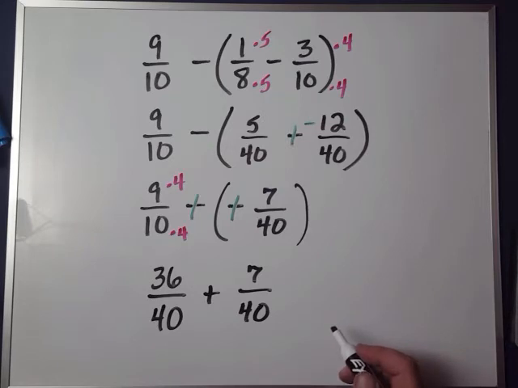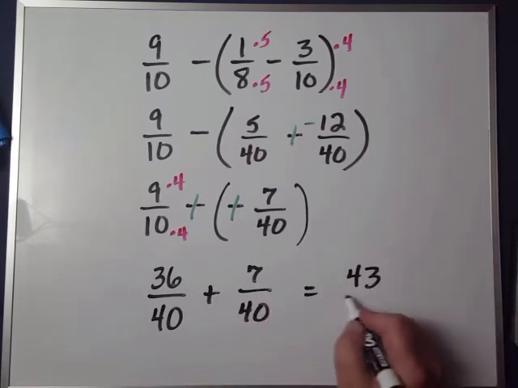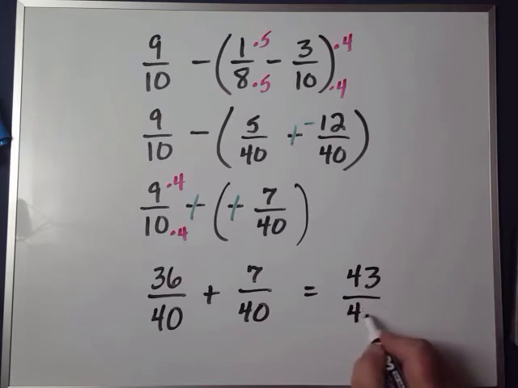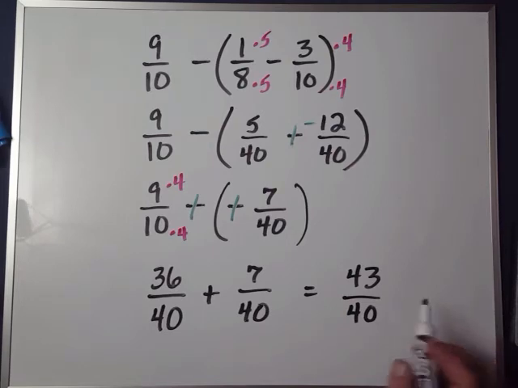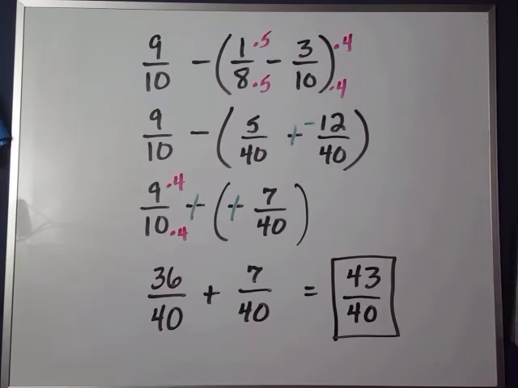Add the tops. 36 of them plus 7 of them is 43 of them. 43/40. Is this in lowest terms? Yes. 43 is prime. Nothing will divide 43 but 1 and 43. So that is in lowest terms. And again, we prefer to see those as improper fractions. Every once in a while we'll want to see a mixed number, but typically in this class, improper fractions are the way to go.